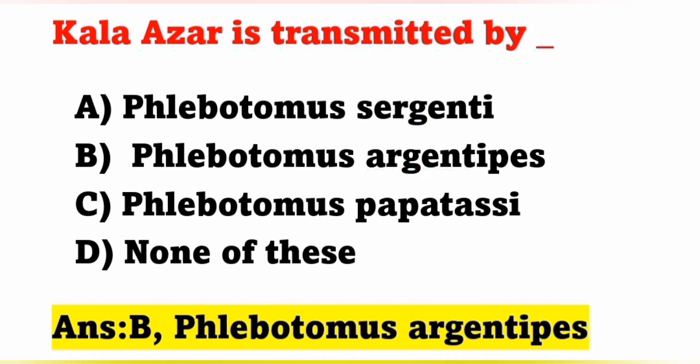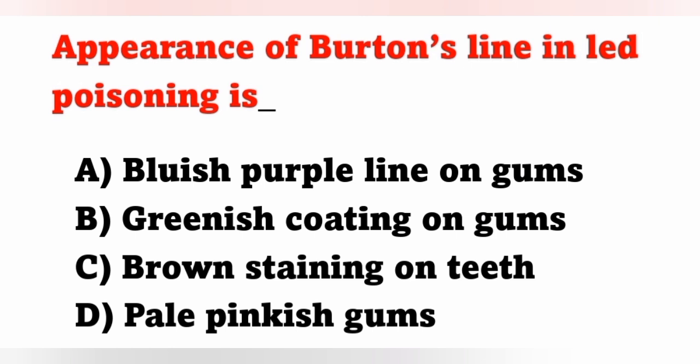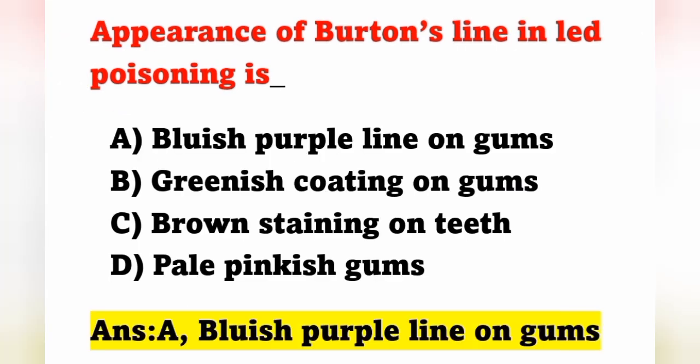The next question. The appearance of Burton's line in lead poisoning is? Option A bluish purple line on the gums, option B greenish coating on the gums, option C brown staining on the teeth, option D pale pinkish gums. The appearance of Burton's line in lead poisoning is a bluish purple line on the gums, that is known as Burton's line. Okay, this is a feature of lead poisoning. Bluish purple line on the gums.